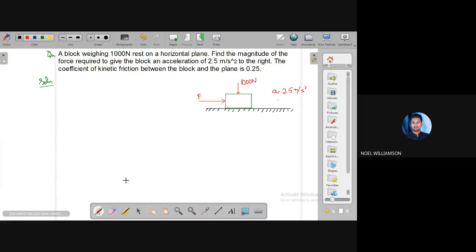That means the given data. We have the given data: weight is given as 1000 Newton, acceleration 2.5 meter per second square, and the value of mu is 0.25. Now we have to find the force, capital F. So these are the given data.